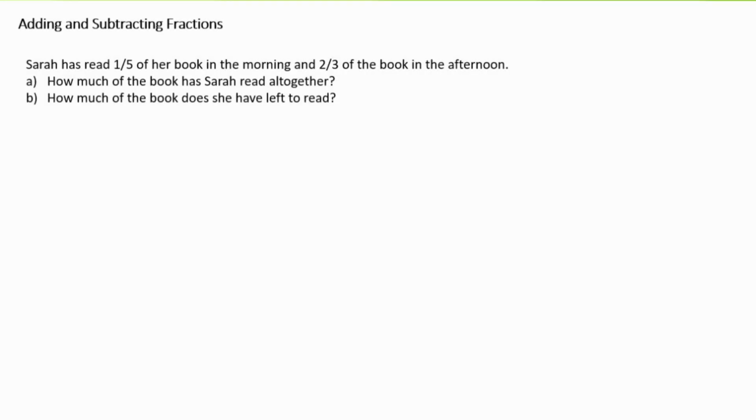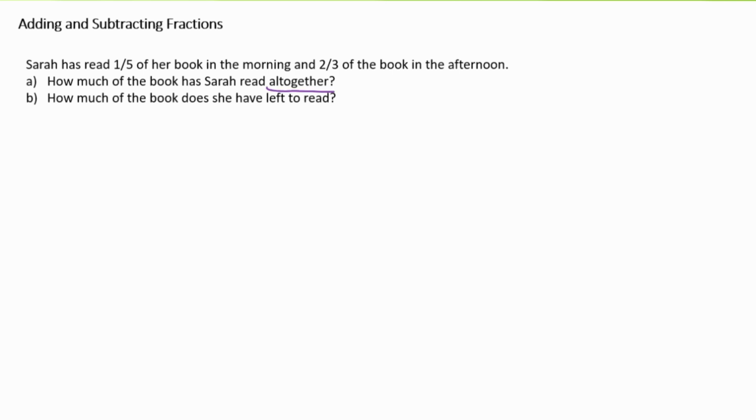So here is another worded problem. Sarah has read 1/5 of her book in the morning and 2/3 of the book in the afternoon. How much of the book has Sarah read altogether? And how much of the book does she have left to read?